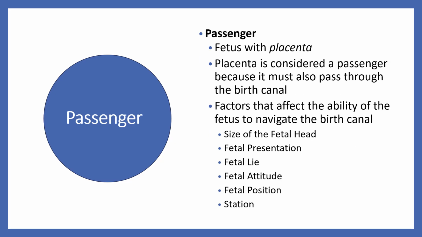The second P is for passenger. Fetus with placenta. Placenta is considered a passenger because it must also pass through the birth canal. Factors that affect the ability of the fetus to navigate the birth canal include the size of the fetal head, fetal presentation, fetal lie, fetal attitude, fetal position, and station. We're going to talk about each of these individually.